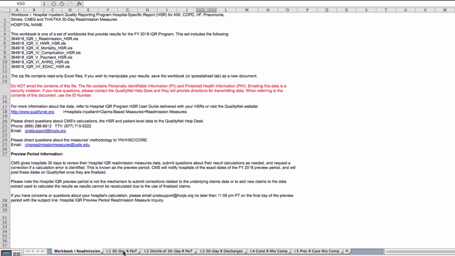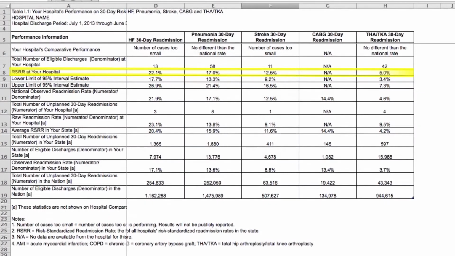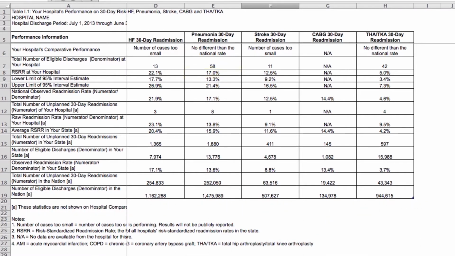Oh, that information is in this tab. You can get not only our hospital's readmission rates, but you can see the readmission rates in our state and for the whole country. So, for the pneumonia readmission measure, our hospital's RSRR, which by the way stands for Risk Standardized Readmission Rate, is 17%. If you look closer, we had 58 patient discharges, of which 8 patients had unplanned readmissions, and 8 divided by 58 is 13.8, and that's our raw rate.